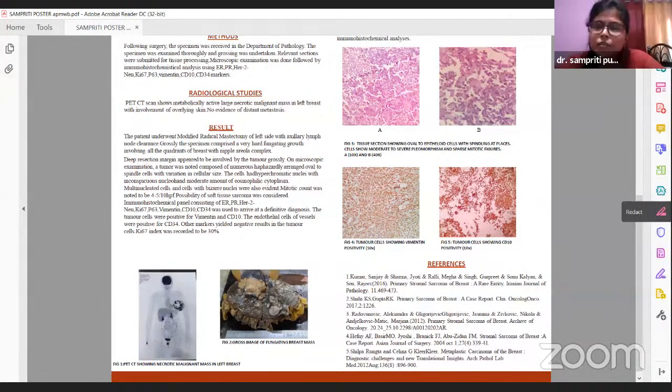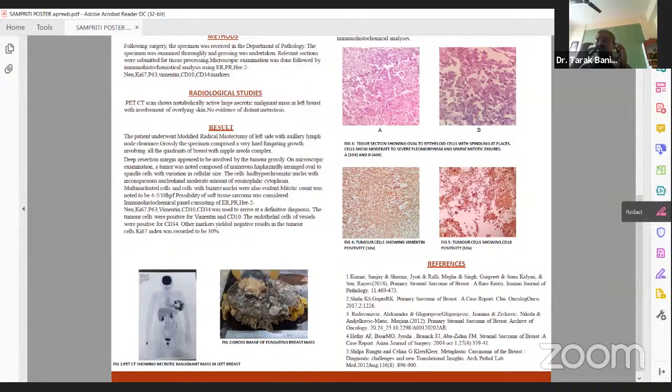Sir, in phyllodes tumor, we can see at least one area of ductal component, any epithelioid part. But in our case, we have not seen any ductal or epithelial component. So from histology, we can differentiate only from this. How many sections have you taken for gross? How many sections have you taken from the tumor? Sir, from the tumor, we have taken 8 sections.